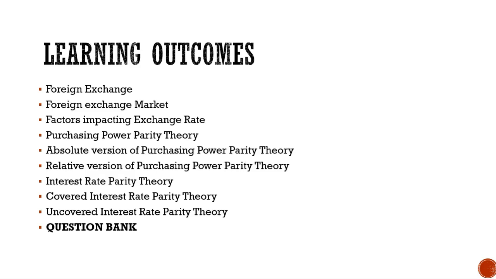Secondly, we'll be learning about purchasing power parity theory. It has two versions, the absolute version and the relative version. So we'll be learning about those two types also. And thirdly, we are going to learn about the interest rate parity theory, in which again there are two types. One is called covered interest rate parity and the second is called uncovered interest rate parity theory. And lastly, we'll be going through the question bank, the important topics that you need to cover for your second semester.